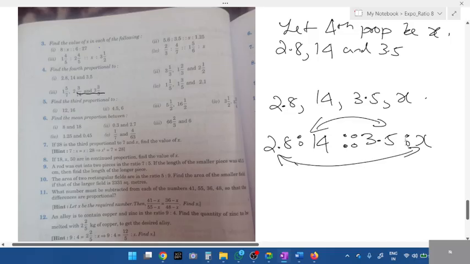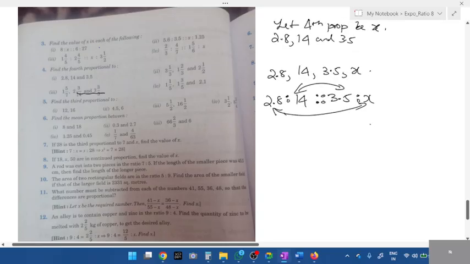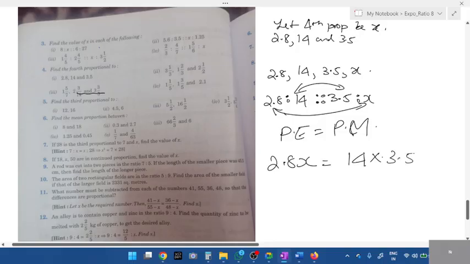Is this clear? All of you understood how to solve? How do you cross multiply? Use product of means equals product of extremes. Right here, product of extremes is equal to product of means. 2.8x is equal to what? 14 into 3.5.